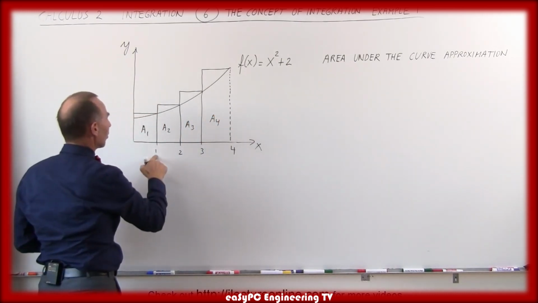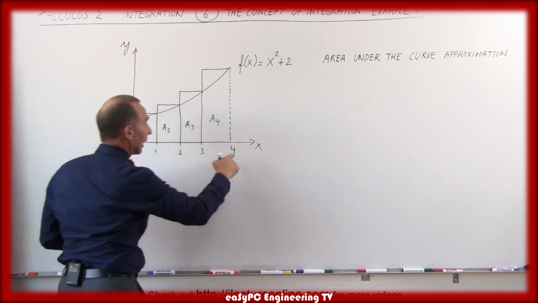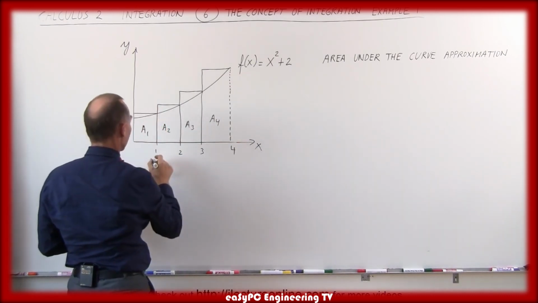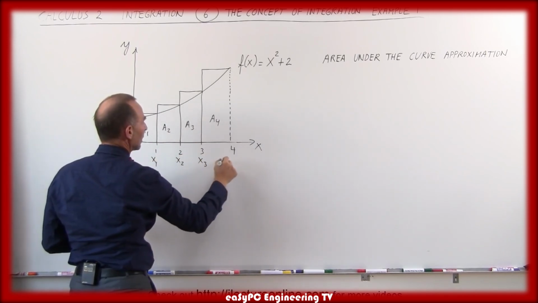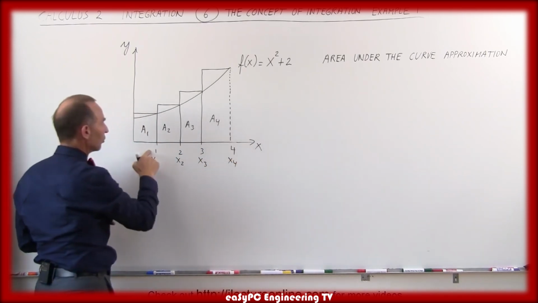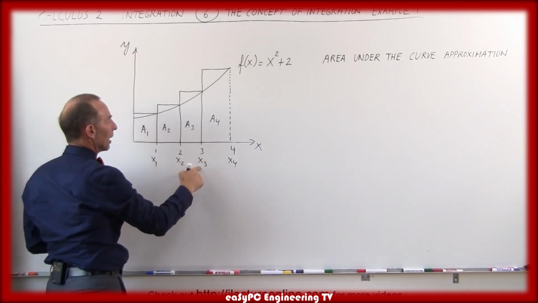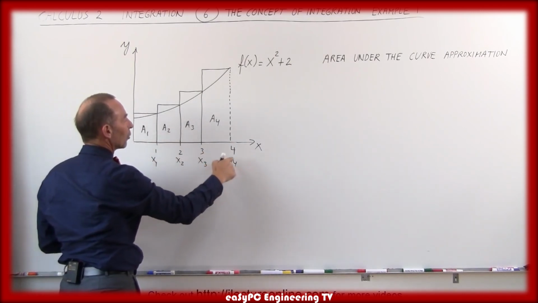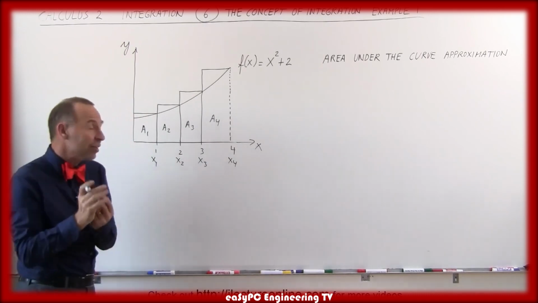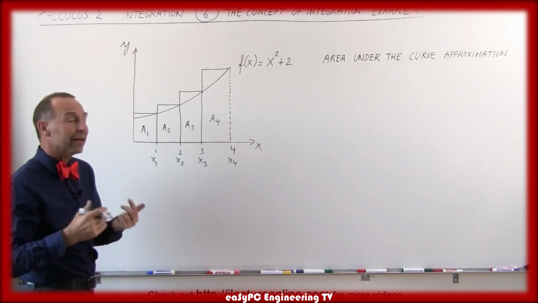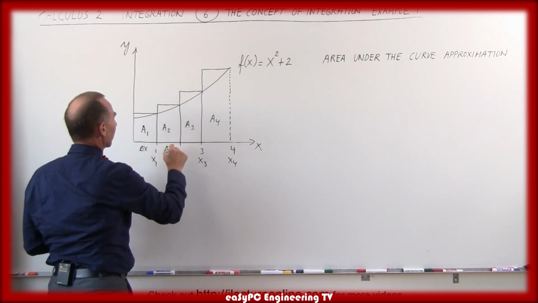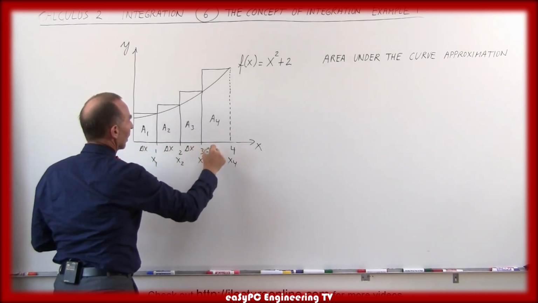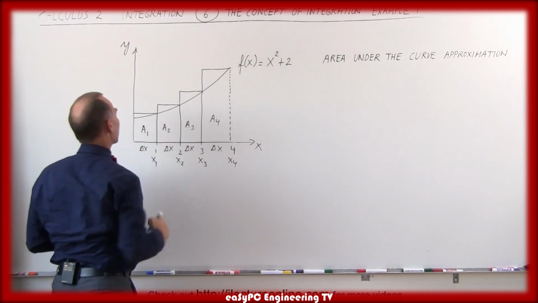Now, x equals 4 is at the end here. Let's say that this is x1, x2, x3, and x4. x1 is equal to 1, x2 is equal to 2, x3 is equal to 3, and x4 is equal to 4. The width of each of the rectangles, let's just call that delta x. So the width here is delta x, the width here is delta x, and delta x. How about the height of each rectangle?